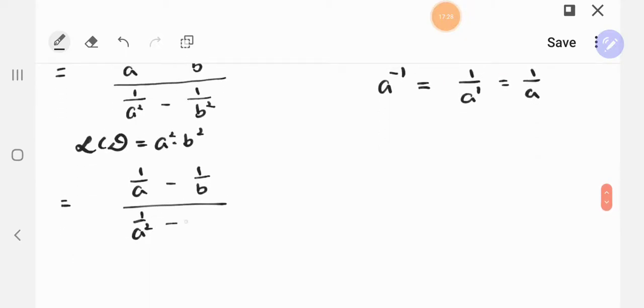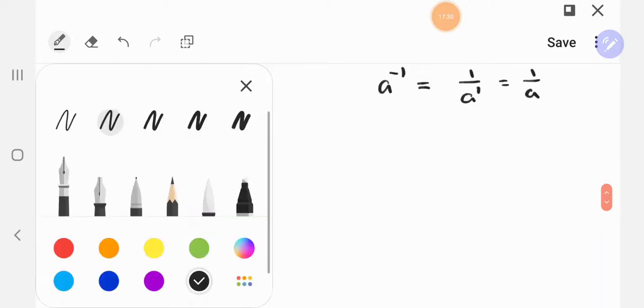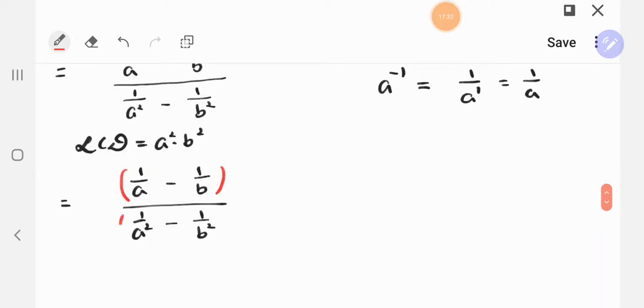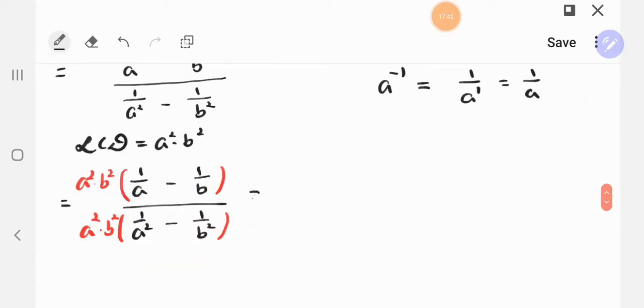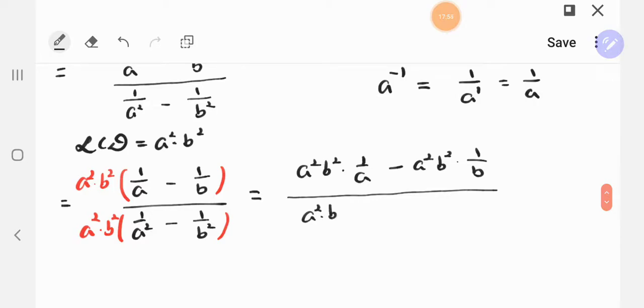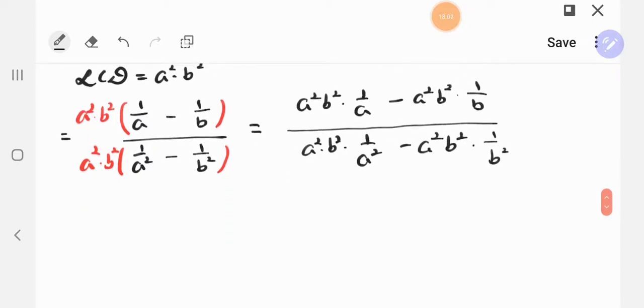So that's the LCD. So why don't we multiply the whole numerator and the whole denominator by the LCD? 1 over a squared minus 1 over b squared. So let's multiply the whole numerator and the denominator by a squared b squared. Then this is equal to a squared b squared times 1 over a minus a squared b squared times 1 over b, a squared b squared times 1 over a squared minus a squared b squared times 1 over b squared. All right, let's keep going.